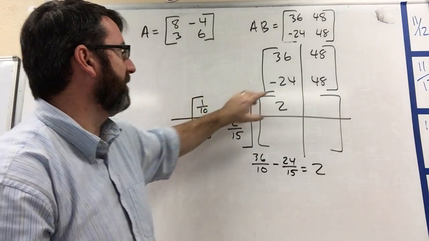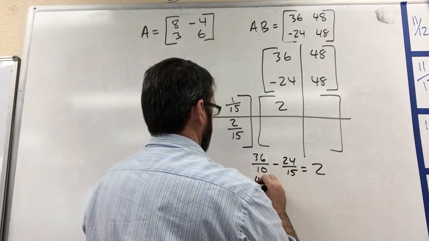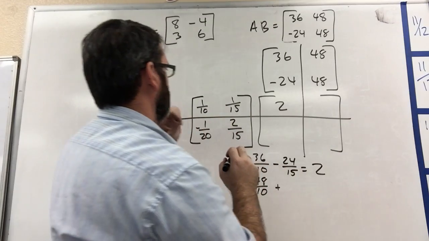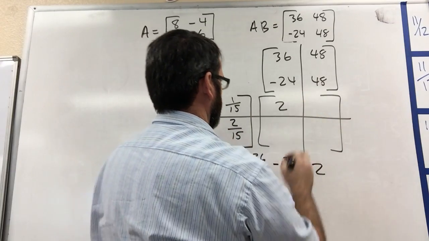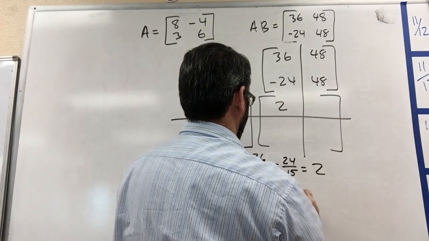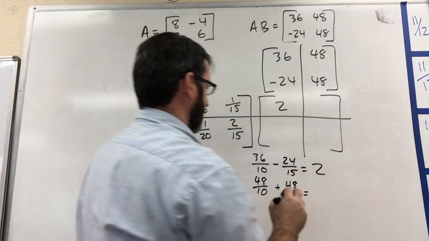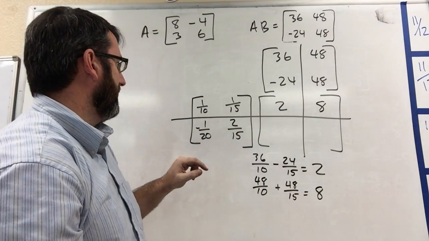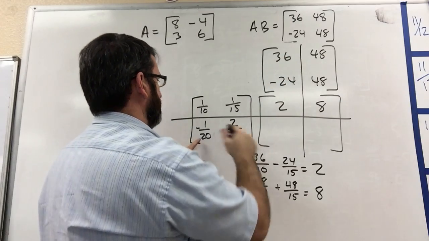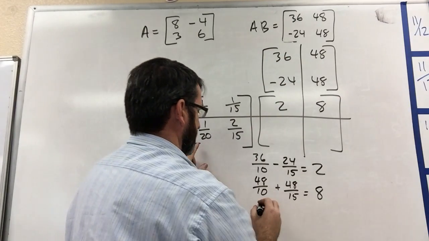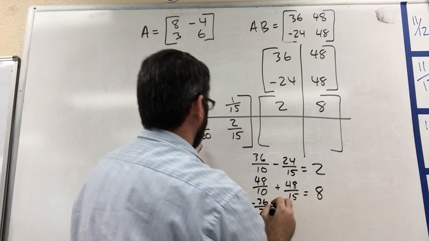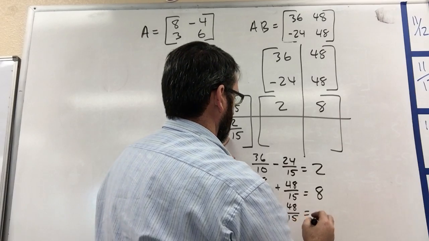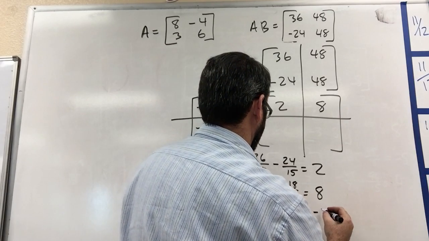Then we need to multiply this row times this column. So 1 over 10 times 48. So 48 over 10 plus 1 over 15 times 48. So that's 48 over 15. And that's going to equal 8. And then this row times this column, so negative 1 over 20 times 36, negative 36 over 20, minus 48 over 15, and that's going to be negative 5.